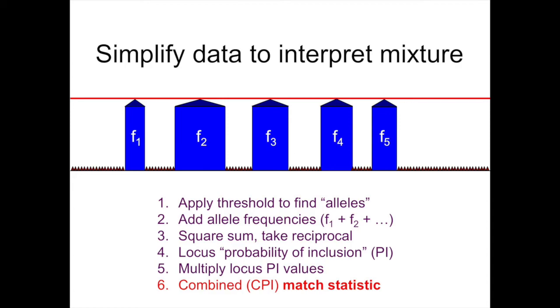What do you do? Each allele has a different frequency of occurrence, maybe 10% or 5% or 15% in the population. Add up the allele frequencies, square that number, take one over the number, and now you have your probability of inclusion. If you have multiple tests, multiply those numbers together, and that was called the combined probability of inclusion. And it's the most used match statistic in forensic science for mixtures. It's been done millions of times.